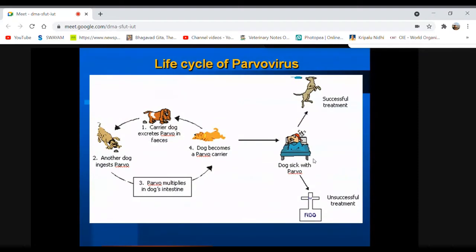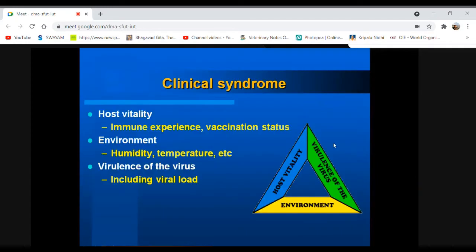Then this is the life cycle of this parvovirus. The dog gets contact with the virus through contaminated feces, ingested along with food particles. Again, it is excreted through the feces, so it goes on having this cycle like this.